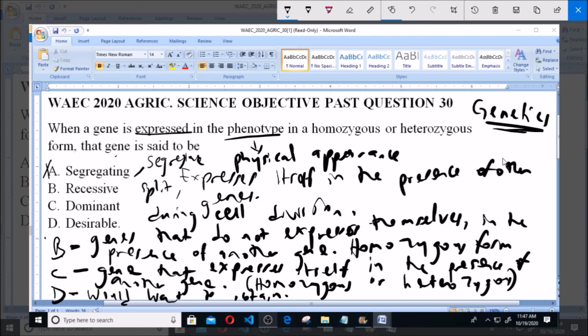So as we have rightly expressed here, we described the dominant gene as the gene which expresses itself in the presence of another gene, be it the same gene as itself, that is, in homozygous form, or in the presence of a different gene, that is, in heterozygous form. So as we have rightly established, option C, a dominant gene, is the correct answer to this question.